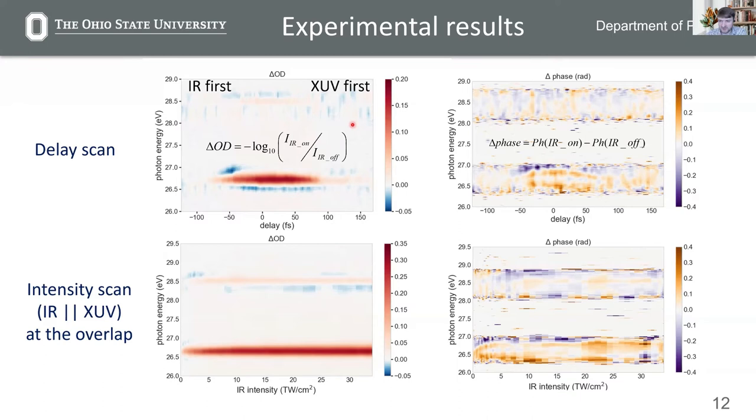On the right you can see the phase, which is the phase difference between the infrared on and infrared off cases. As we come closer to the overlap, the absorbance is increasing, and the phase is also evolving in a less trivial way, which is more clearly visible in the intensity scan. As we increase intensity, we see a stronger absorbance, but the line shapes stay about the same, while the phase is changing in a quite non-trivial way. In the beginning, there is almost one peak in the phase distribution; it broadens and then splits into two peaks.